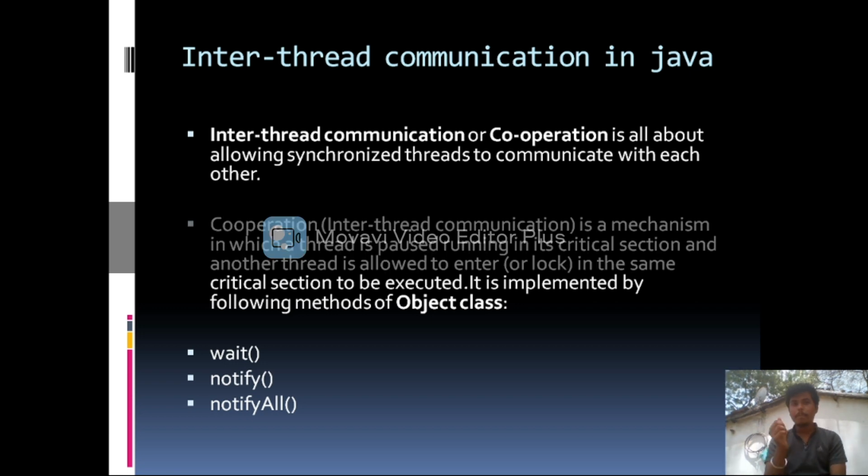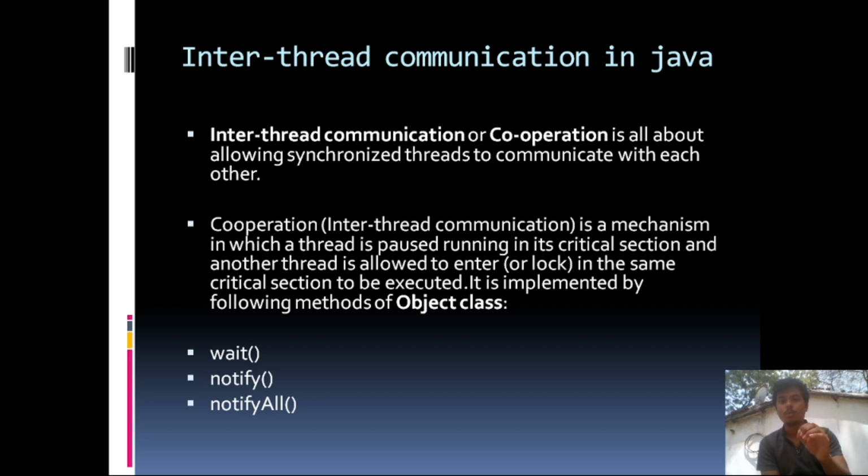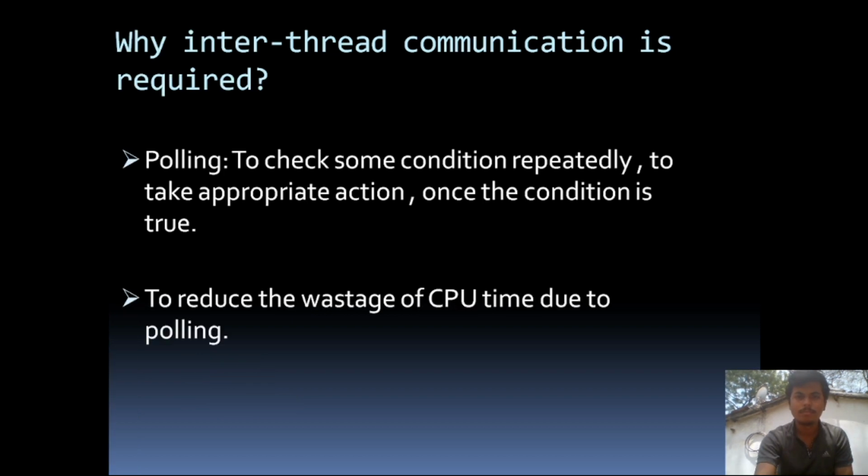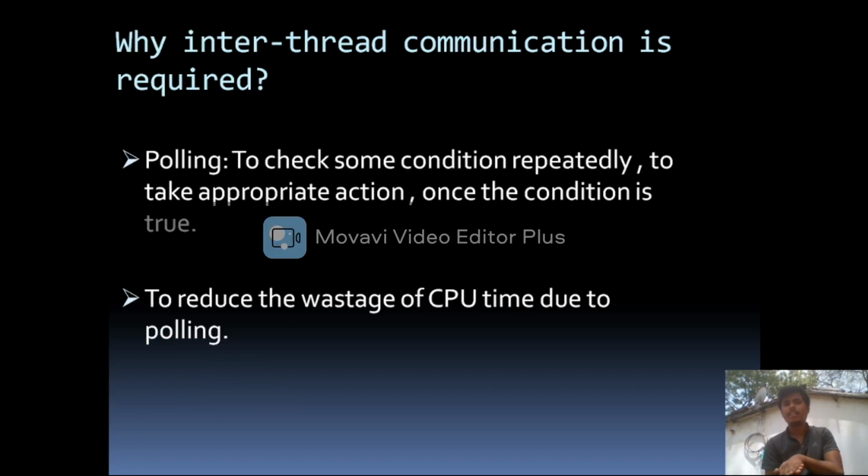It is a mechanism in which a thread is paused running in its critical section, and another thread is allowed to enter the same critical section to be executed. It is implemented by the following methods, that is wait, notify, notify all. So why do we need this communication? Because we need to solve the problem of polling and reduce the wastage of CPU time due to polling.